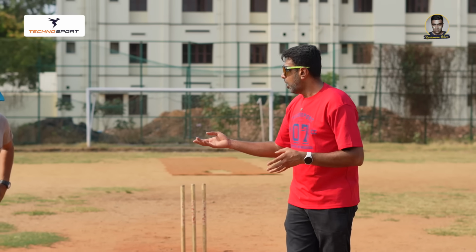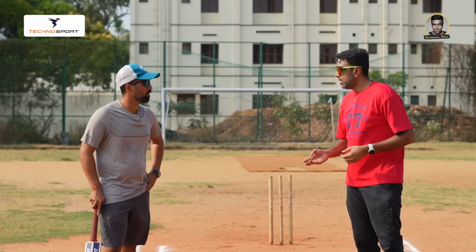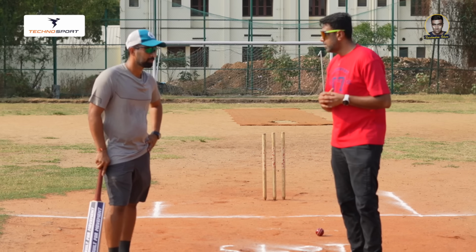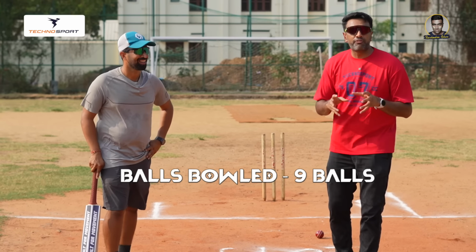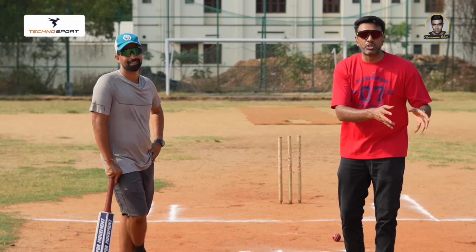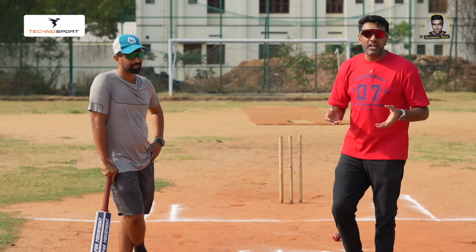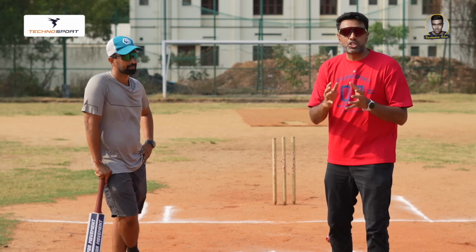Jamie Overton, how many matches has he played in T20 cricket? Total around 200. How many balls has he bowled round the stumps? I don't know, 9 or 10. He's bowled a grand total of 9 balls before this particular CSK RCB contest from round the stumps to a right-hander, which clearly tells you neither is he comfortable nor is that a plan that suits him.